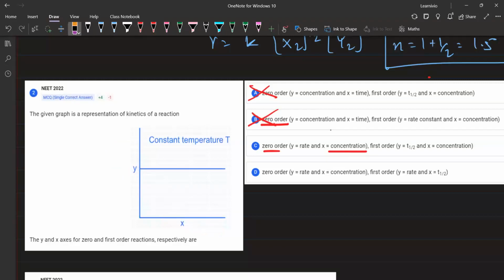Let us look at the next part. It says this graph can also be for a first order reaction where y is t half and x is the concentration of the reactant. So yes, this is also true, because the half-life of a first order reaction is not dependent on the concentration of the reactant. That is why no matter what concentration you take, the t half is going to remain constant. So option C is correct. For zero order, y will be rate and x concentration. For first order, y will be t half and x will be concentration.